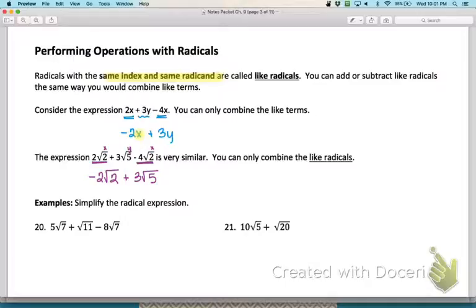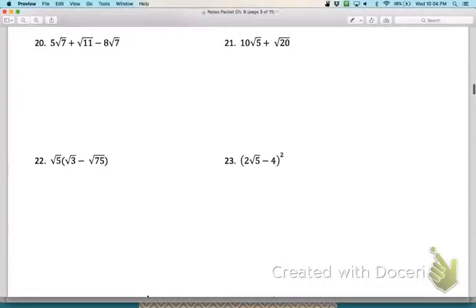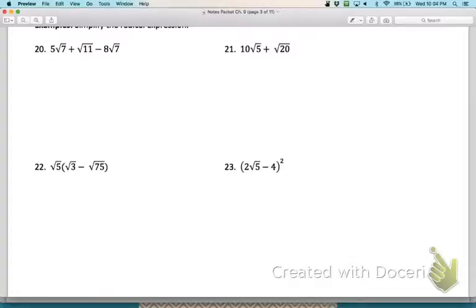So if we look at a couple of these examples below, we want to simplify the radical expression. Now, some of these have adding and subtracting. Some of them also have multiplying. Some of them have some other fancy stuff going on. So we're going to look at several different cases here. And then this is the end of this section.